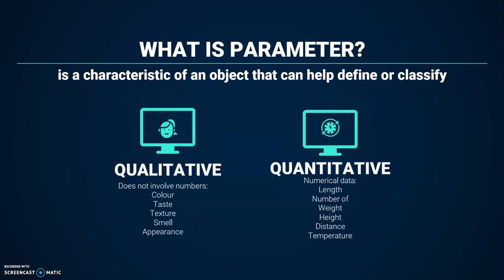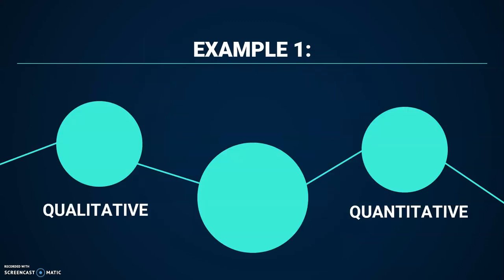Next one is quantitative. So quantitative are the numerical data that we gather from an object. For example, the length of an object. Okay, you can see it uses number. Okay, the number of, the weight, height, distance, and also temperature. All of these are numerical data. That is why we call it quantitative. Okay, quantity. Now, let's look at some examples so you can understand more about parameter.